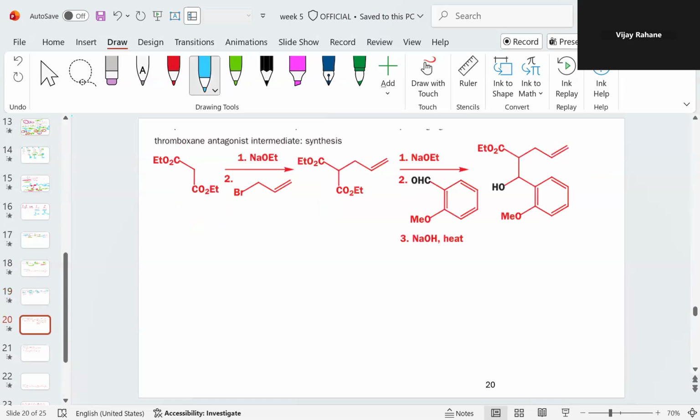So this is the diester, diethyl malonate. If you look here, it has the two hydrogens, and upon addition of the base and the allyl bromide, the allyl bromide adds here, right? Because the base abstracts the proton from this position, and upon abstraction of the proton it forms the enolate, followed by the substitution reaction of this allyl part, right?